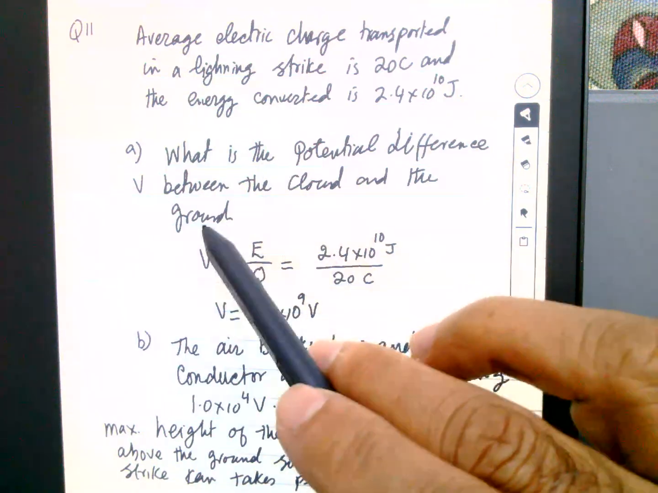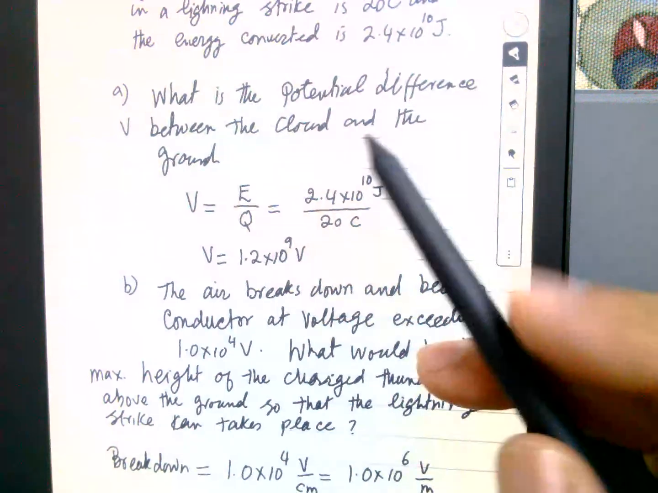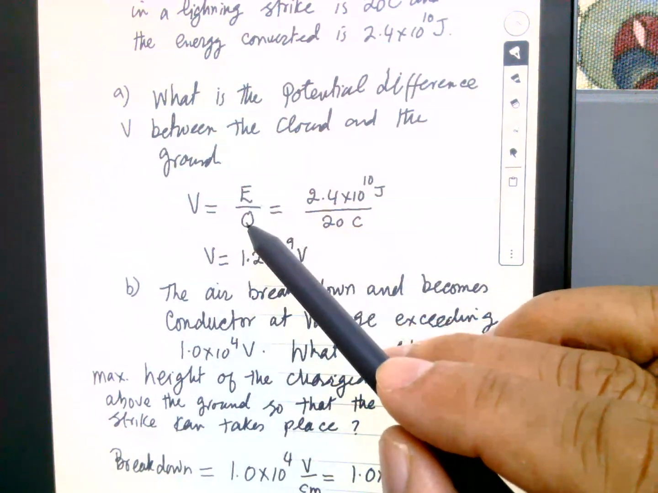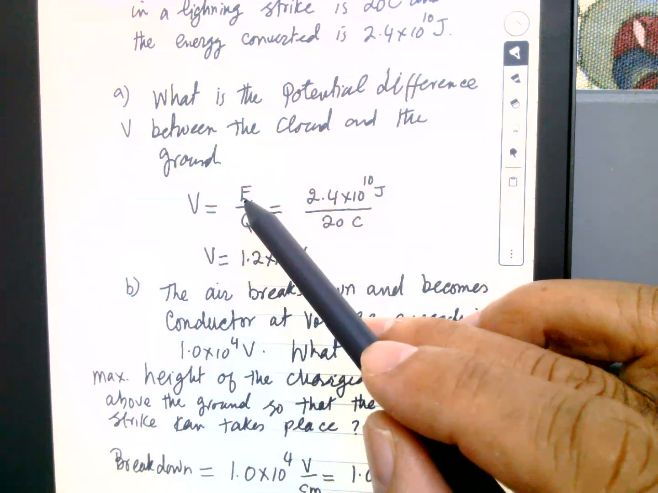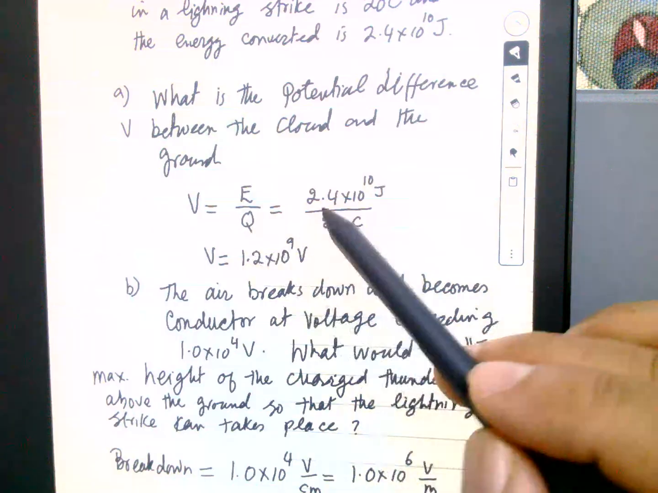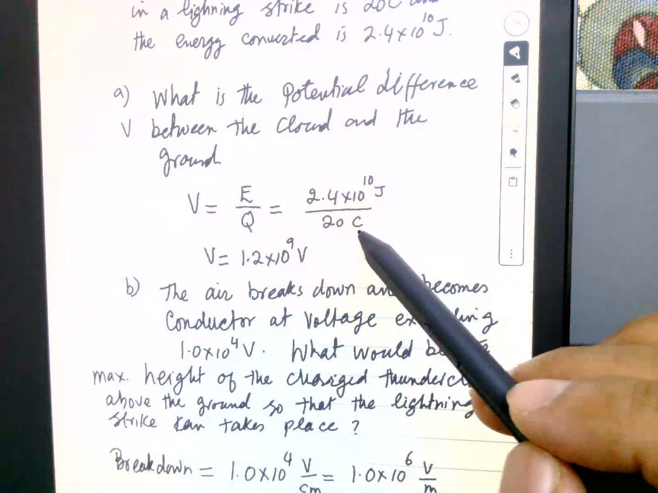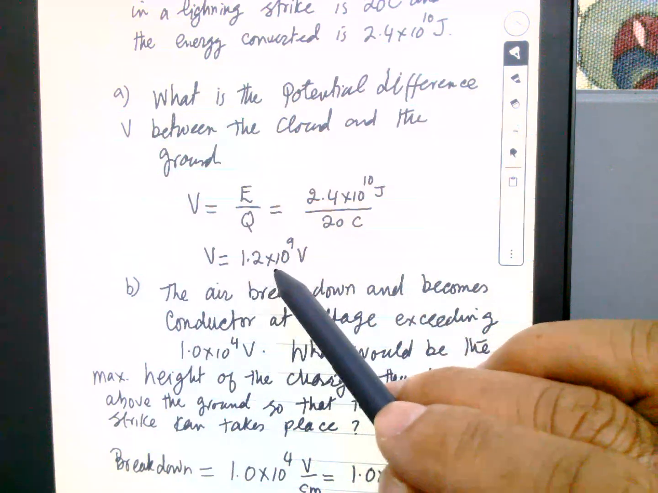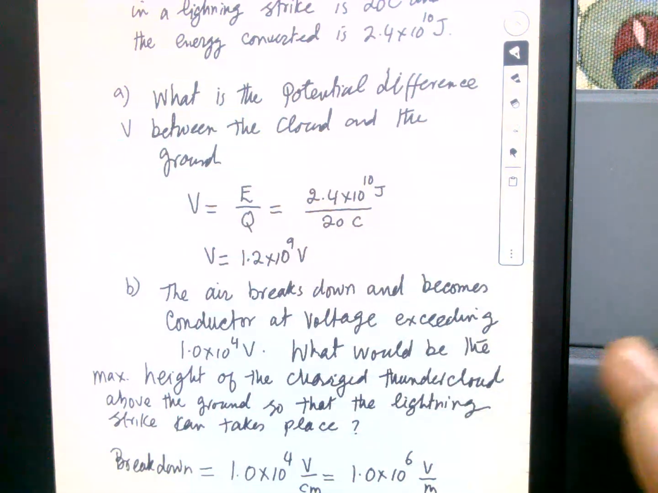The cloud is positive and the ground is negatively charged, so there will be a potential difference established. So V is equal to E over Q, where Q is a charge and E is energy. So 2.4 × 10^10 joule divided by 20 coulomb is equal to the potential difference, 1.2 × 10^9 volt. This is huge.